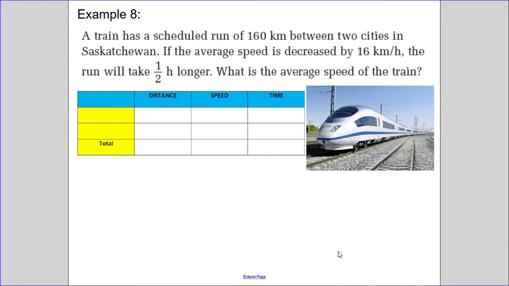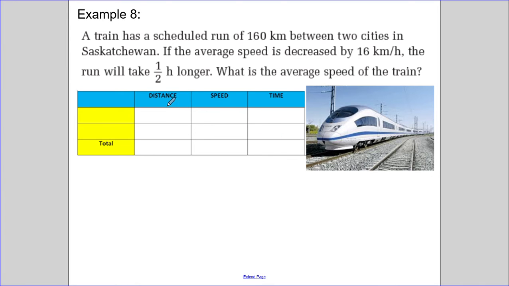I do have one more to run through, example 8. And so in this case, let's say a train is a scheduled run of 160 kilometers between two cities in Saskatchewan. And so if the average speed is decreased by 16 kilometers an hour, then the run takes a half hour longer. And then it's asking what's the average speed of the train.